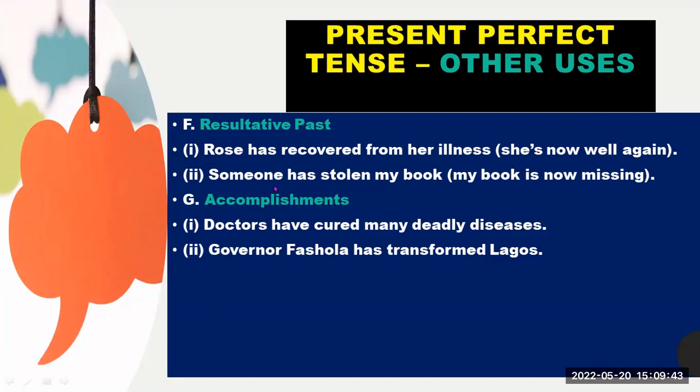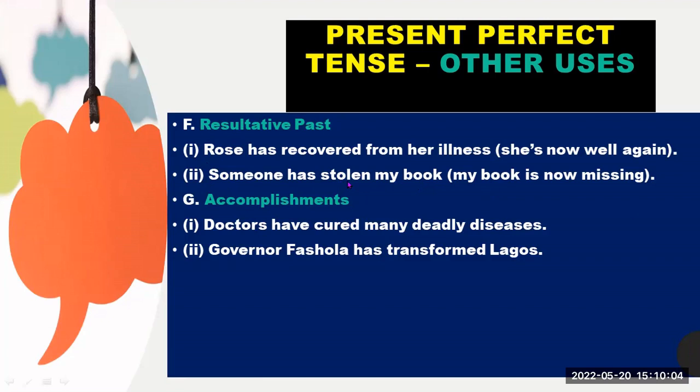Now, another example is someone has stolen my book. That action happened in the past. The result in this present time is that my book is now missing. And the cause of the missing book, the reason for the missing book, is that someone stole it.